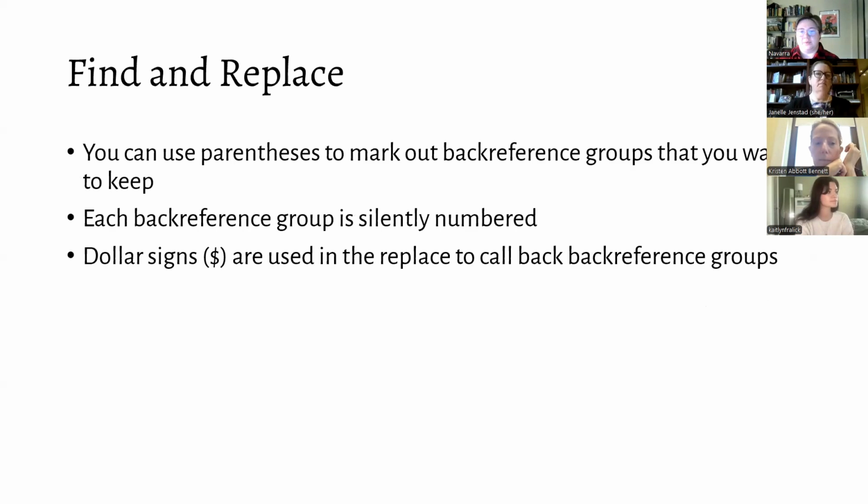We talked about using parentheses to mark out back reference groups that you want to keep. Just wrap the thing you want in parentheses. We learned that each of those is silently numbered. You won't see the numbers, but you can count them from the opening bracket. $ signs are used in our replaces to call back reference groups.